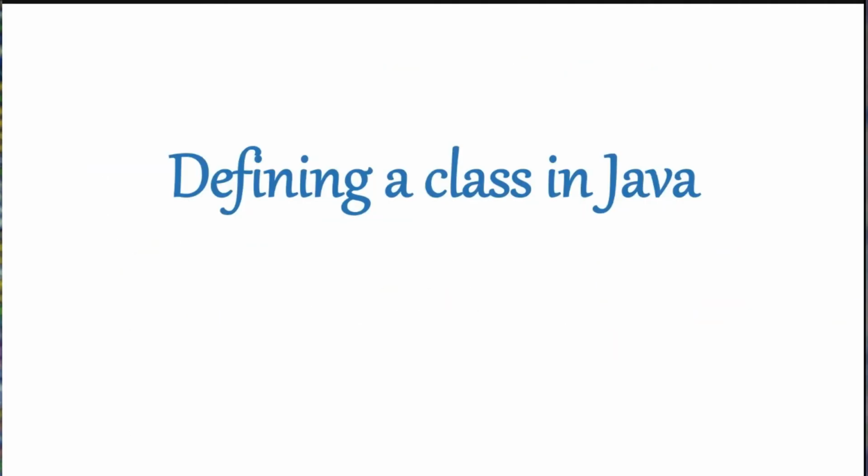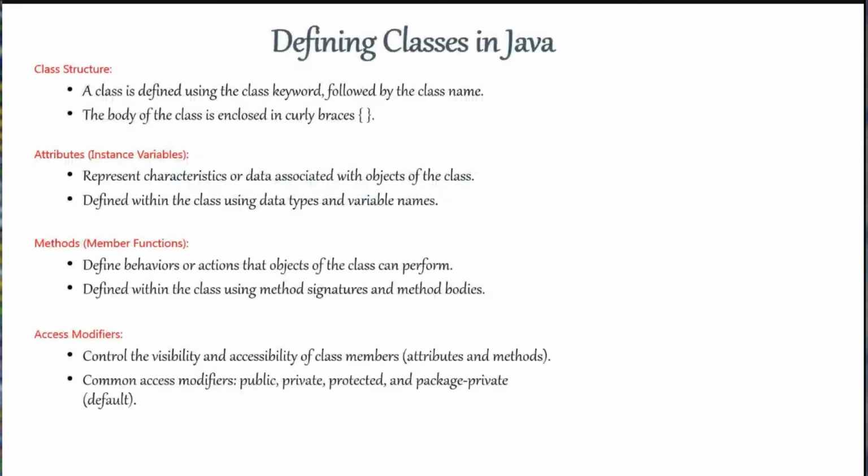Now quickly I'm going to the program part. How can we define a class in Java? Number one, note it down, all of you, as the class structure. A class is defined using the class keyword, followed by the class name. So you have to give a class name. I'll start here. You have to write class, which is a keyword, followed by a class name.